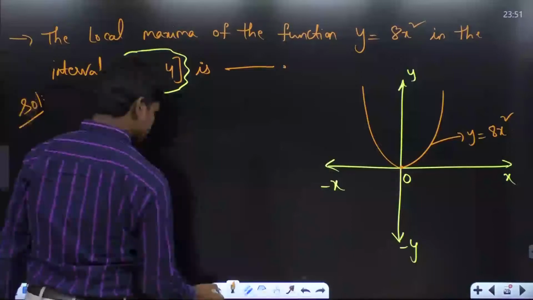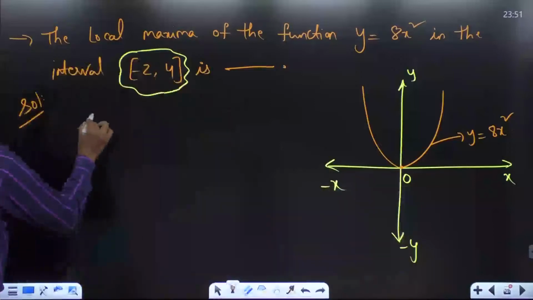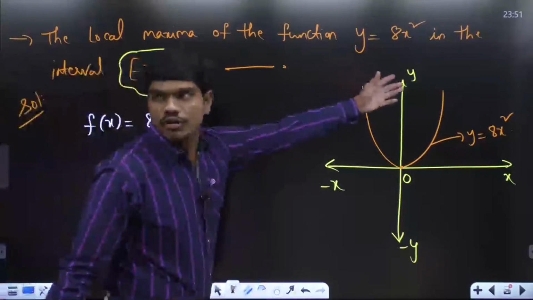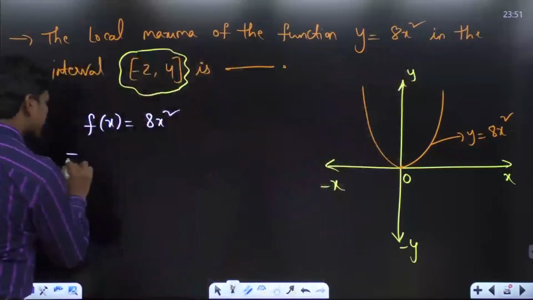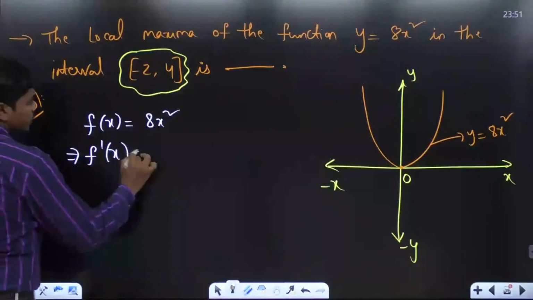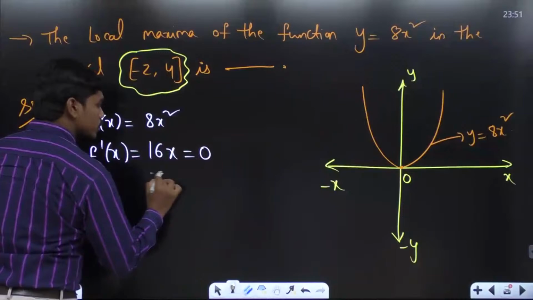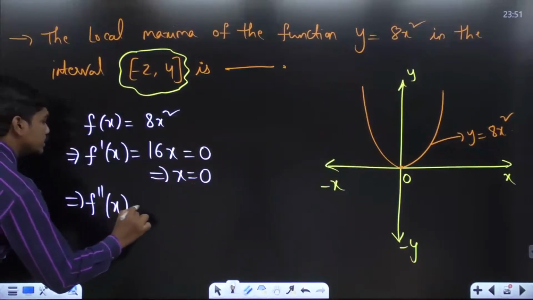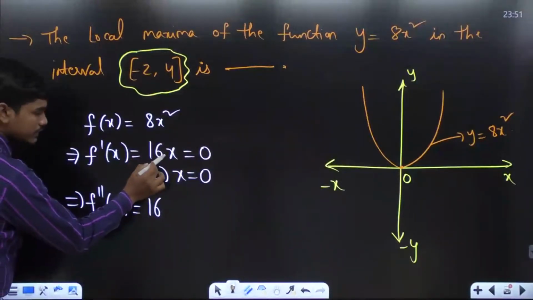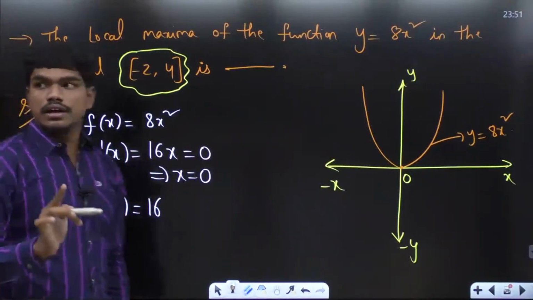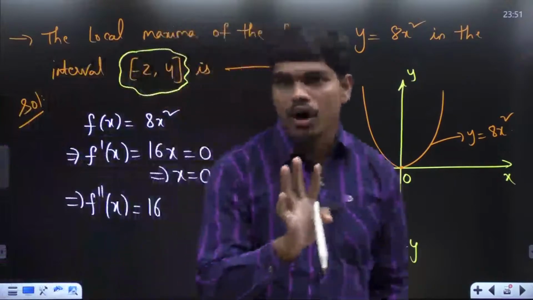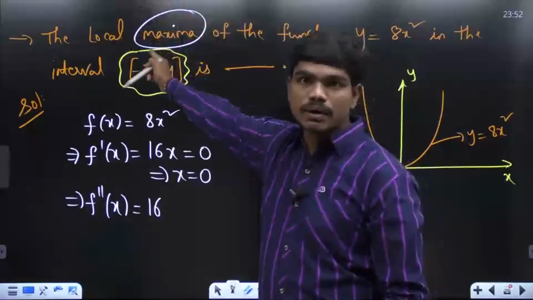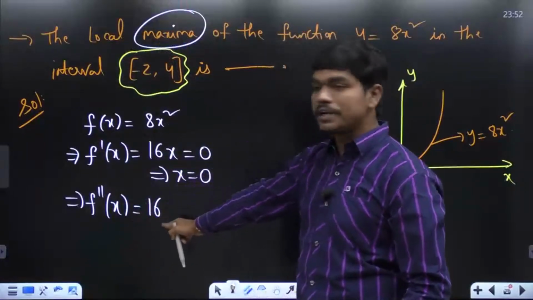Normally, if you adopt the standard procedure which we are doing for global maxima and minima, y is equal to 8x square. We generally treat y as f of x. If you calculate the first derivative, you will get 16x, and if you equate it to 0, you will get x equal to 0. If you calculate the second derivative, this is 16, because if the first derivative is 16x, the second derivative is 16. Now in the exam you will get stuck at this point because in the question they are asking for maxima. If you want maxima, your second derivative should be less than 0. But what did you get here?